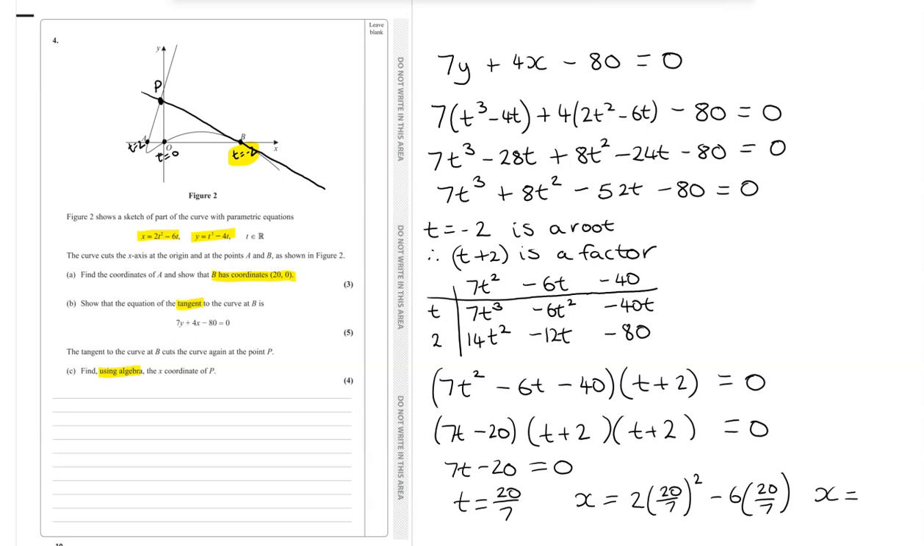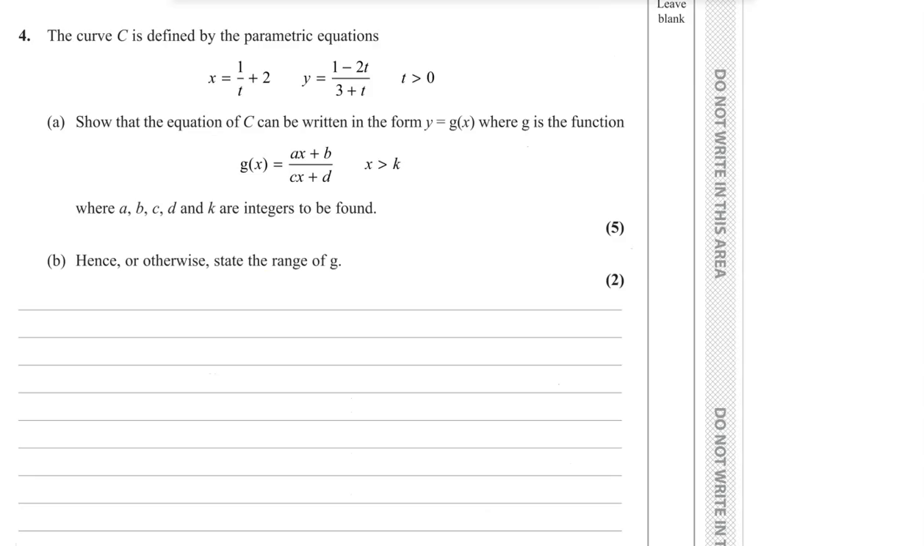And we just get that x is going to be minus 40 over 49. We don't need to go and find what y is, we just were asked to find what x is. Okay, let's look at our second question.